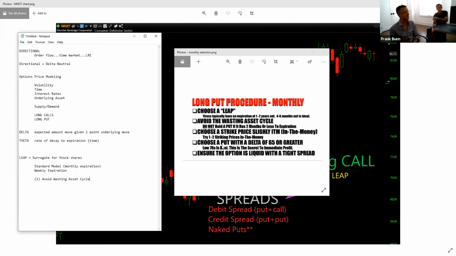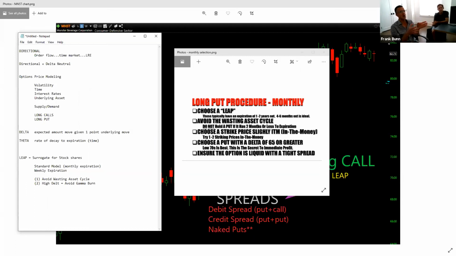Okay, the second thing is to choose a strike price that's slightly in the money. All right, and we're going to look at 1 to 2 strike prices in the money. All right, and what that's going to do is that's going to set up... So then we need a high delta, basically to avoid the gamma burn. All right, or delta burn.